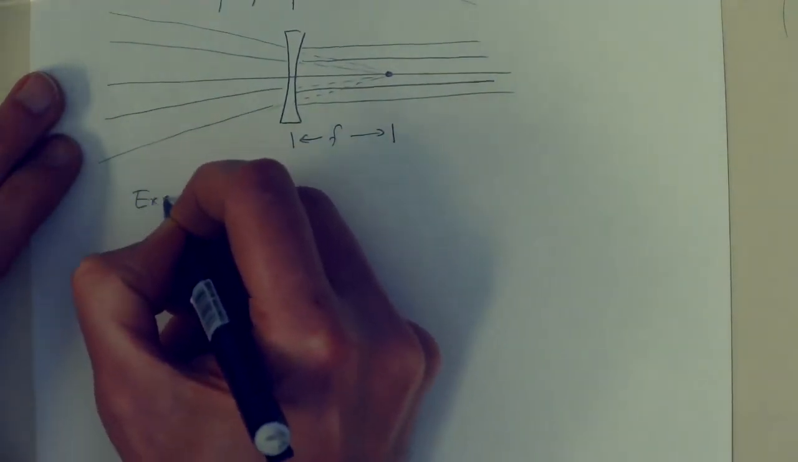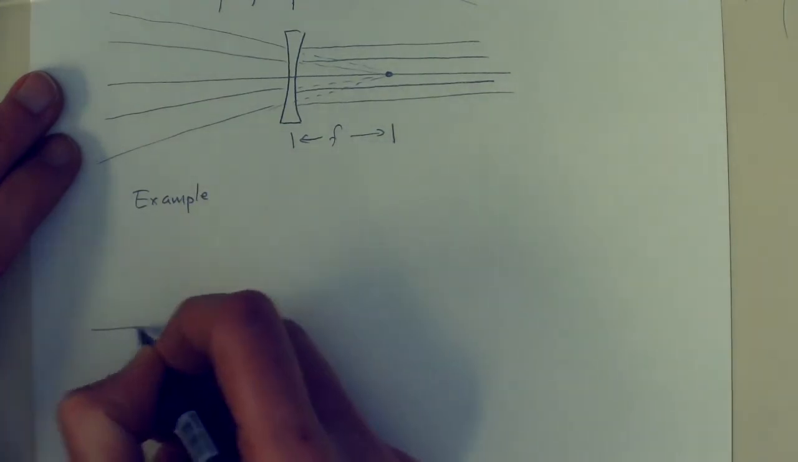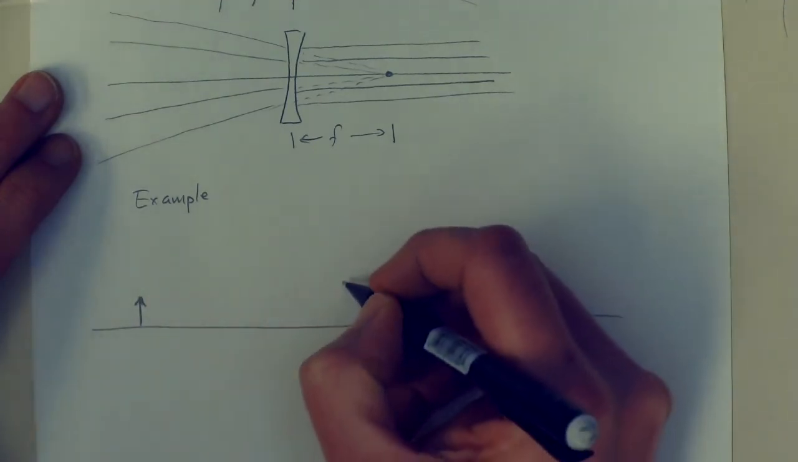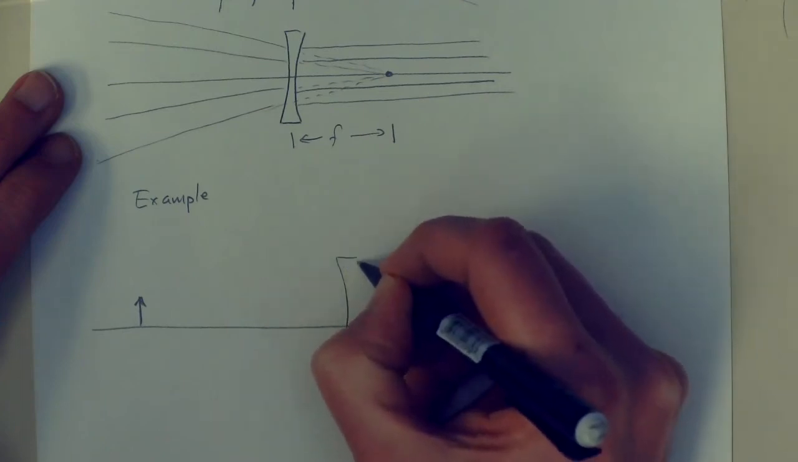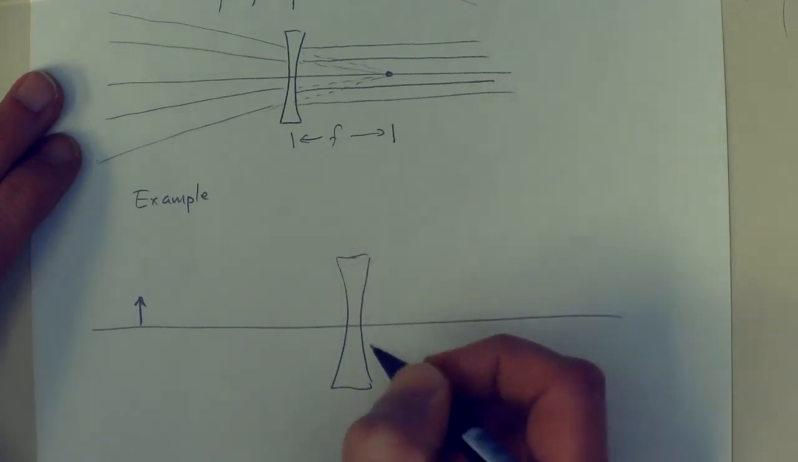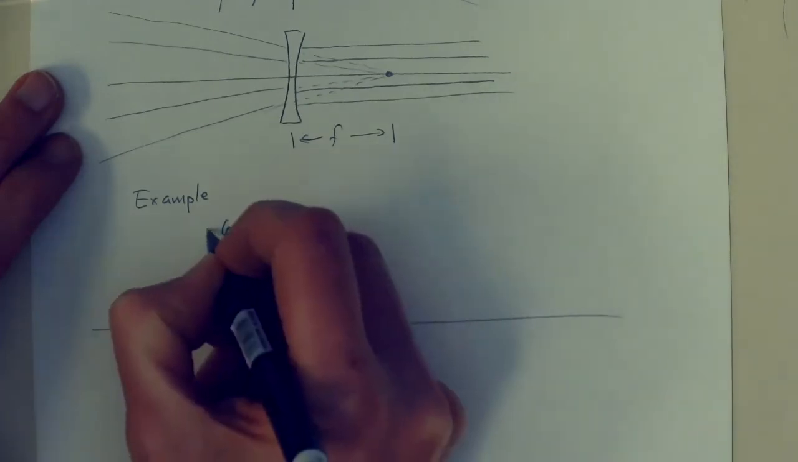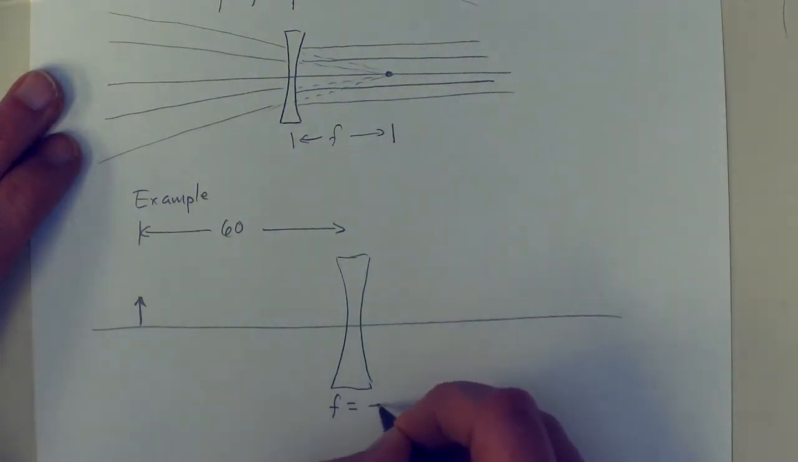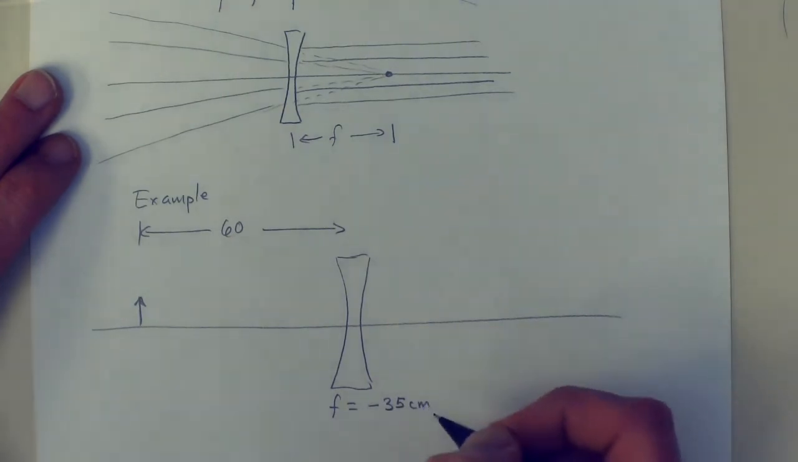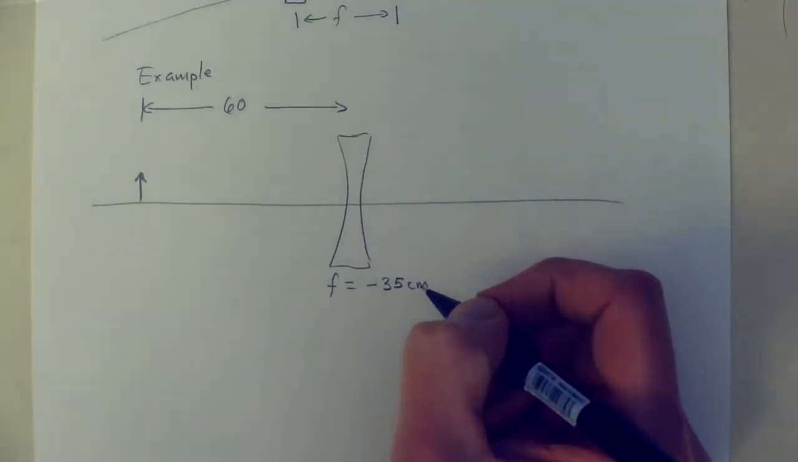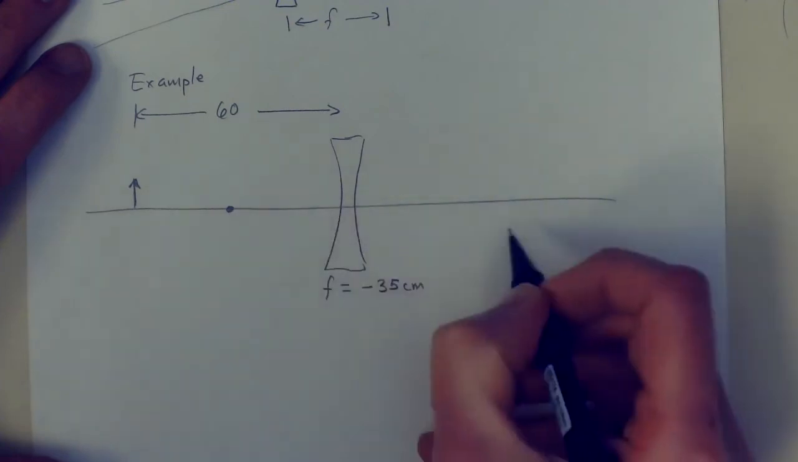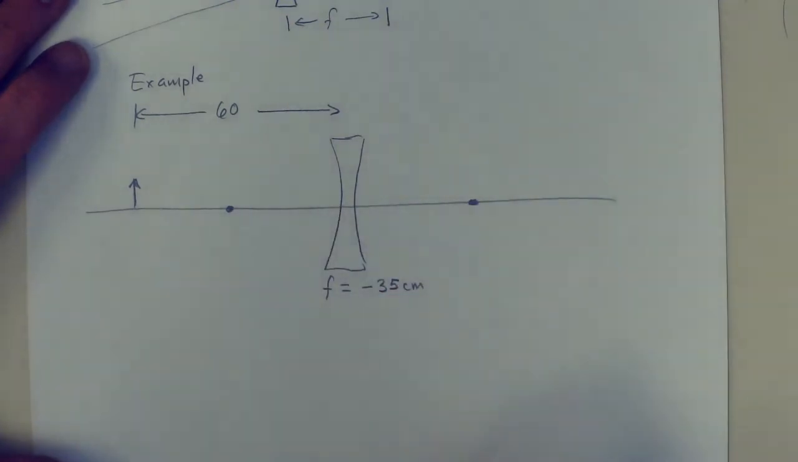So let's imagine that we have an object out here somewhere, and it's a little ways from a negative lens. And I'm going to say that it's 60 centimeters away from a negative lens. And this lens has a focal length of minus 35 centimeters. Okay? So now the question is, where is there an image? Minus 35, so that would be on this scale maybe about there and out here somewhere. Those would be the two focal points, but remember they're negative ones.